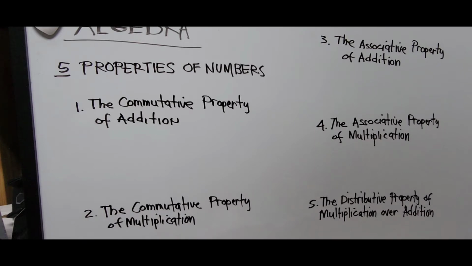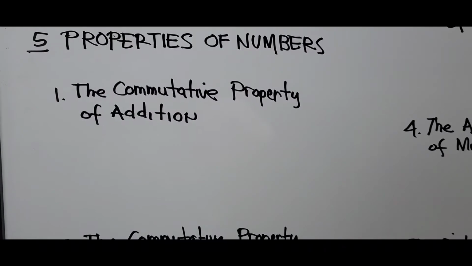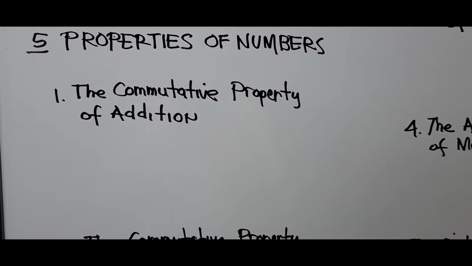Now let's go back to our topic. Properties of numbers, there are five of them. First one is the commutative property of addition. Second one is the commutative property of multiplication. The third one, the associative property of addition. The fourth one, the associative property of multiplication. And lastly, but not the least, the distributive property of multiplication over addition. So let's go to the first property.